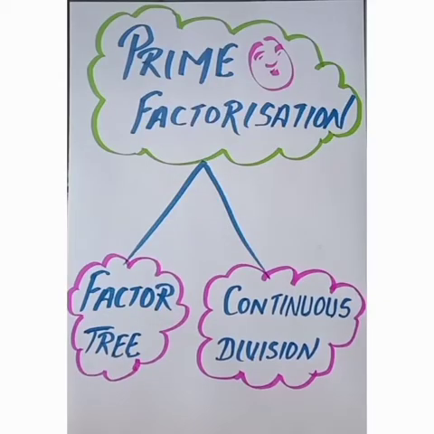There are two ways to find the prime factorization. First is the factor tree method, another is the continuous division method. In both methods, whatever answer we get, the prime factors will be the same. So let's start with the first method, that is the factor tree method.